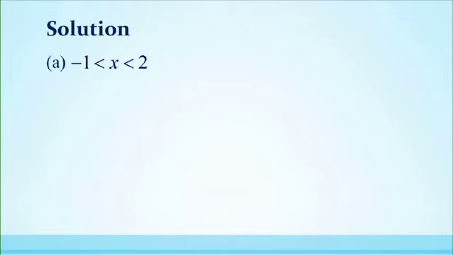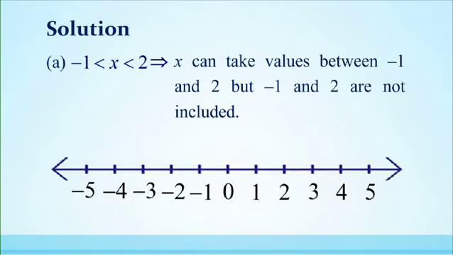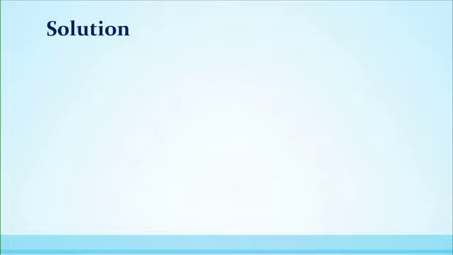Right, so for the first part, how are we going to tackle that? We know that x lies between minus 1 and 2. What does that mean? It means that x can take values between minus 1 and 2, but be careful, minus 1 and 2 are not included, right? So if you want to represent that on a number line, the two circles here that you can see are not shaded. And you join them. That's all. Simple.